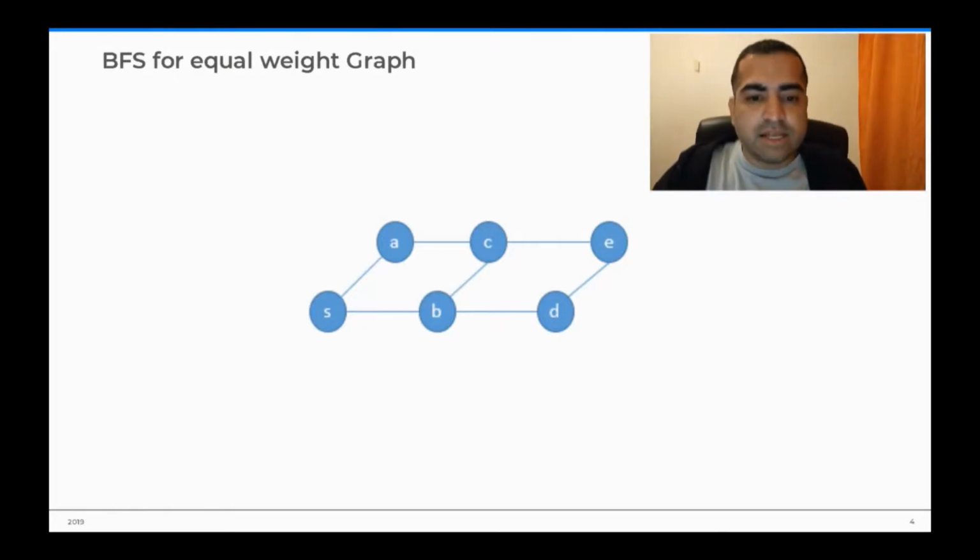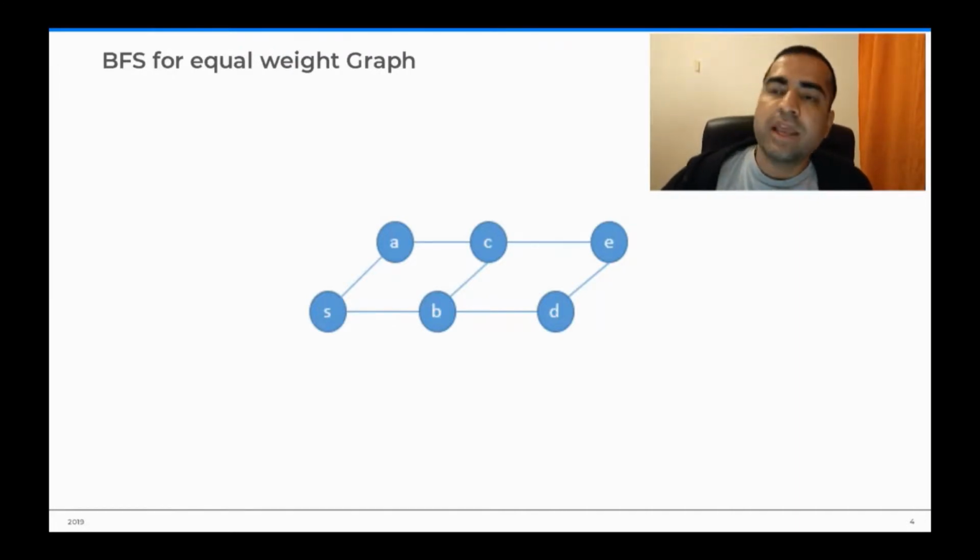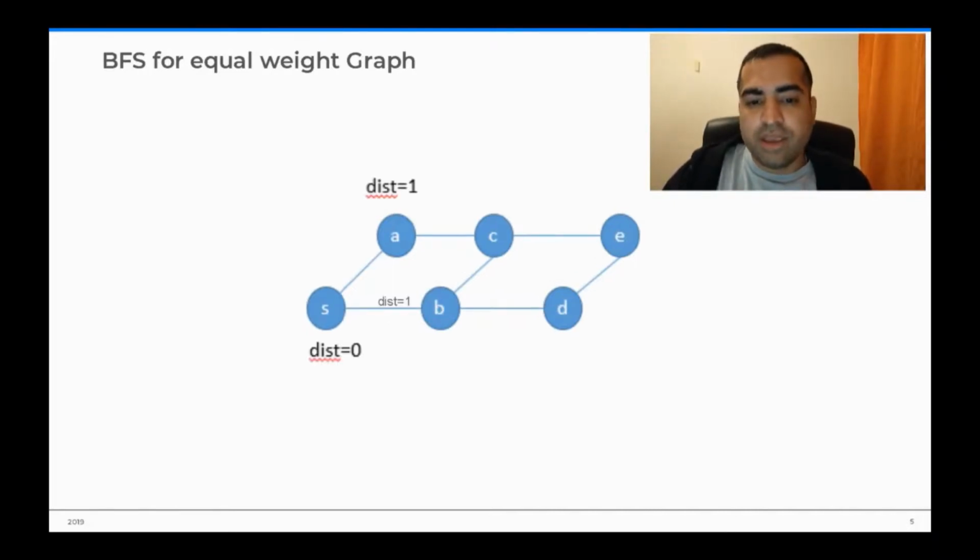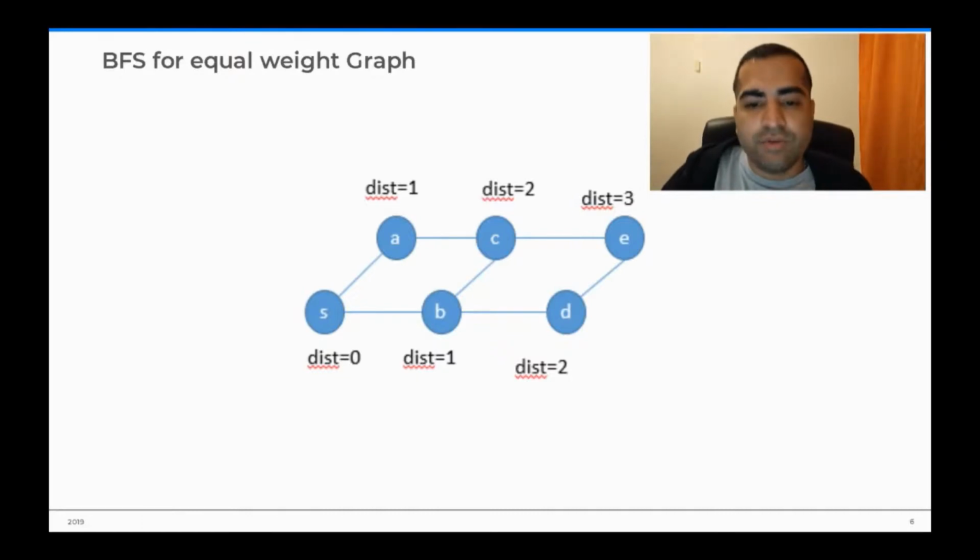So let's take the example of this graph. We are at source vertex S. The neighbors of S are A and B, so they have a distance equal to 1. Then the neighbors of A, B, and S are C and D, so we again move to them, and the distance to them will be equal to 2. And then finally we have E as a neighbor to both C and D, so either way the shortest distance will be equal to 3. This is how the Dijkstra algorithm works for the equal weight graph, but this is actually breadth first search.